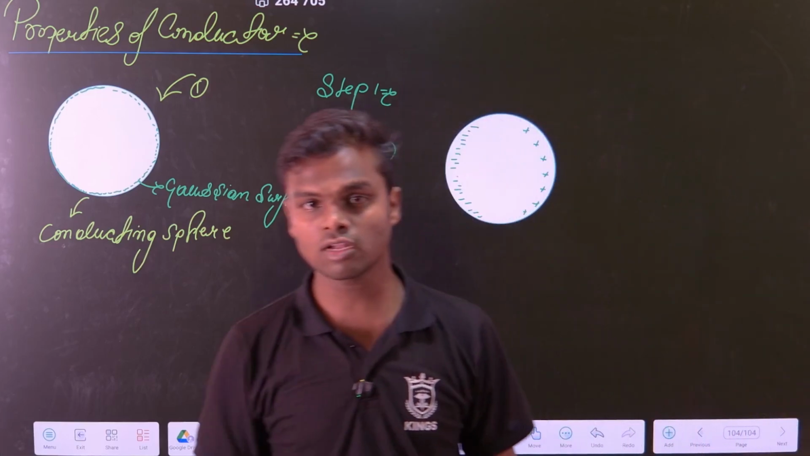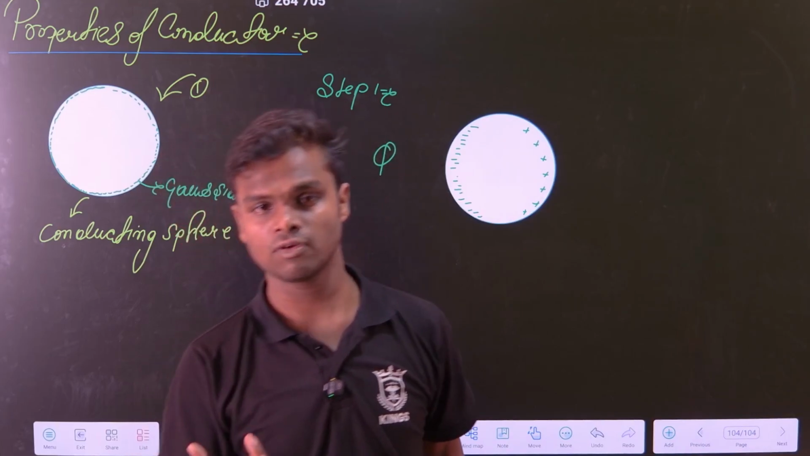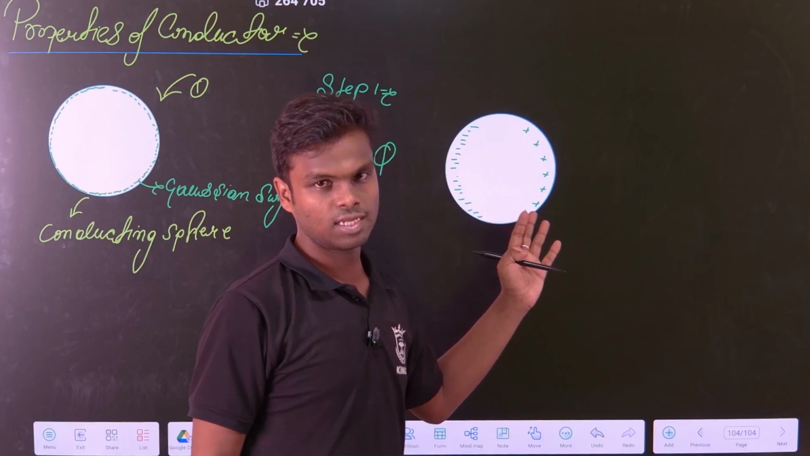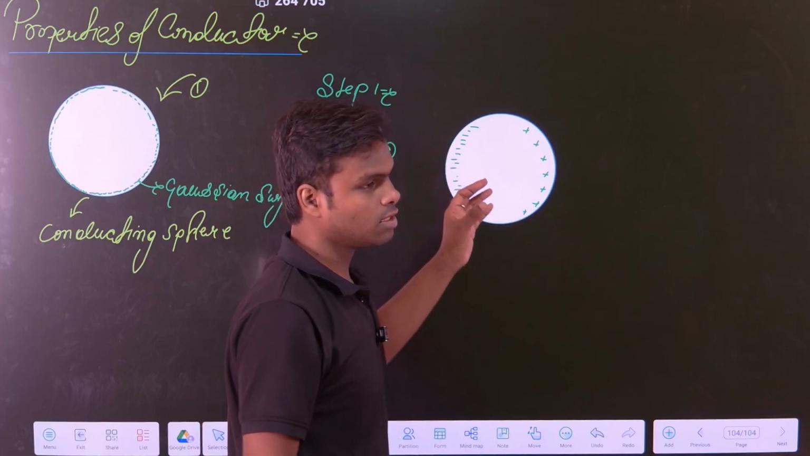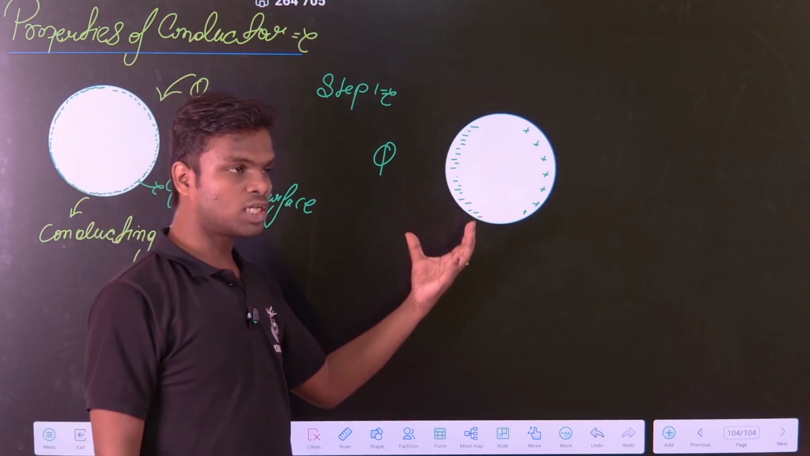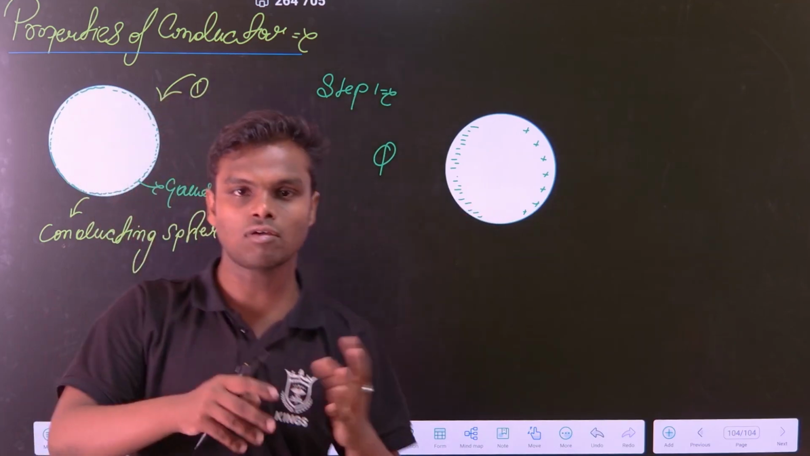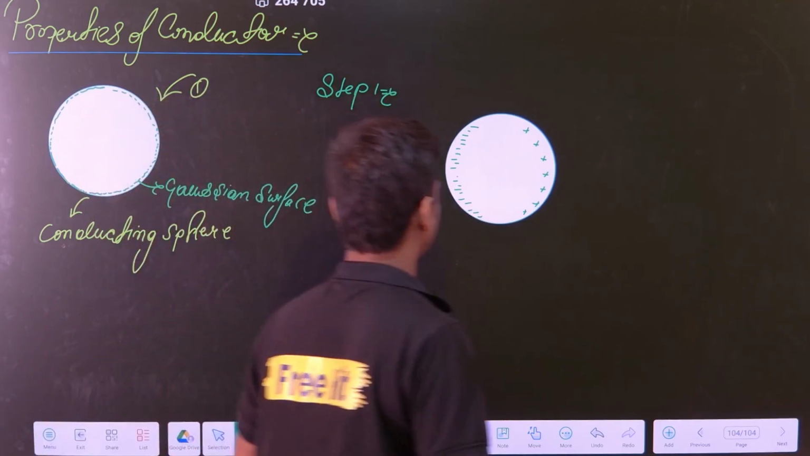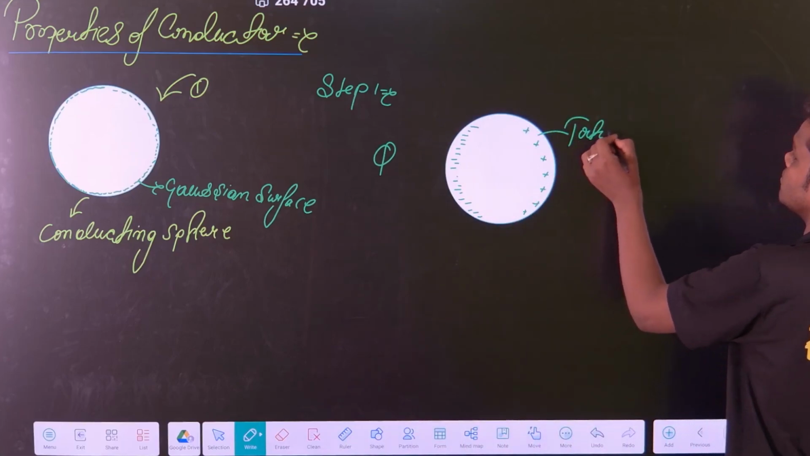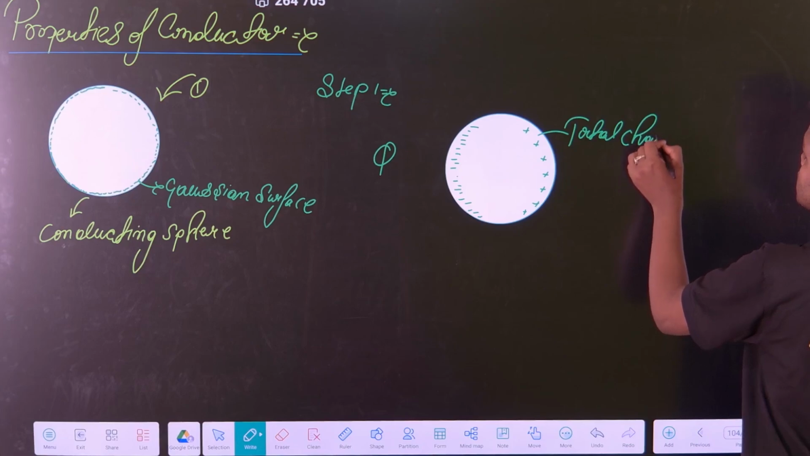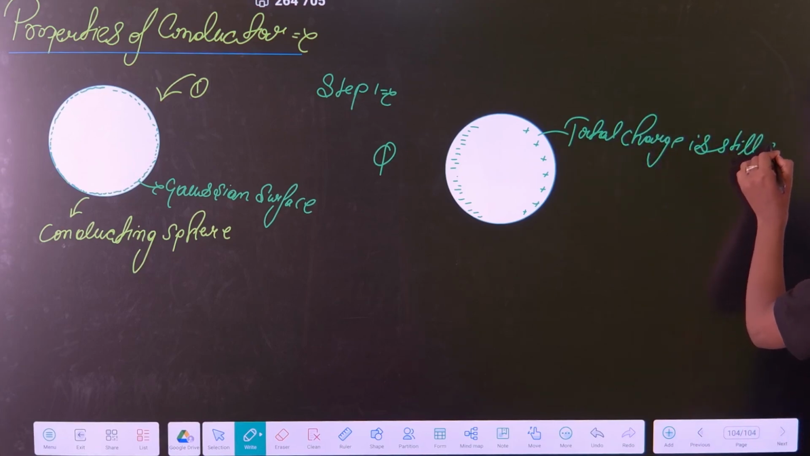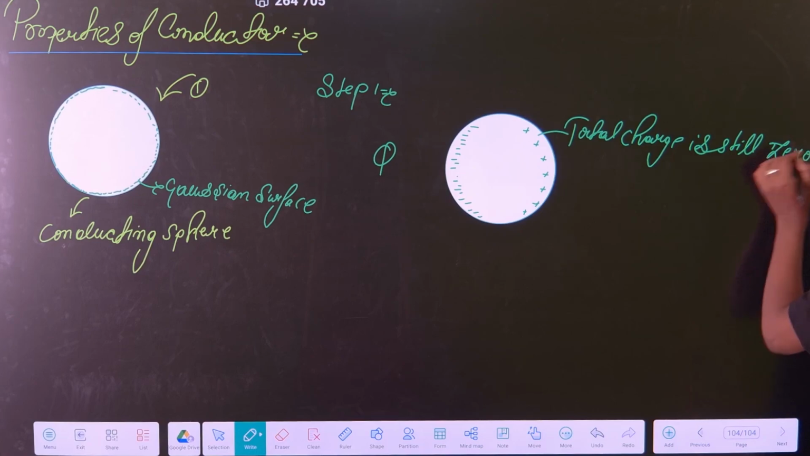Overall, the conductor will be neutral, because the total number of electrons and the total positive charge are both initially equal, so it is neutral. After placing the charge here, the charge will induce, but the total charge will remain the same because charge is always conserved, that we know. So the total charge is still 0.